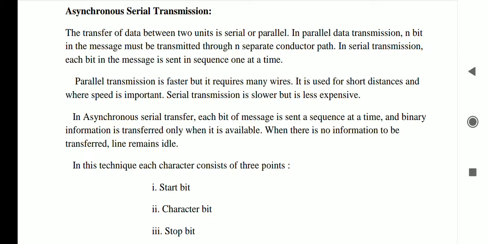Parallel transmission is faster but requires many wires. It is used for short distances where speed is very important, and serial transmission is slower but less expensive.